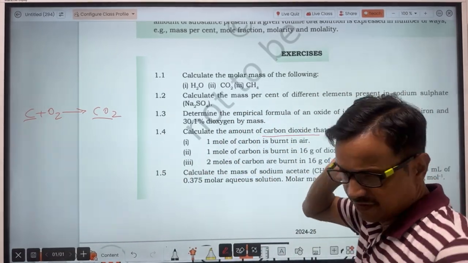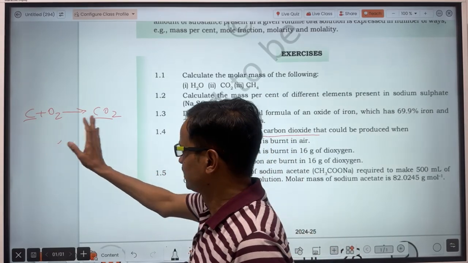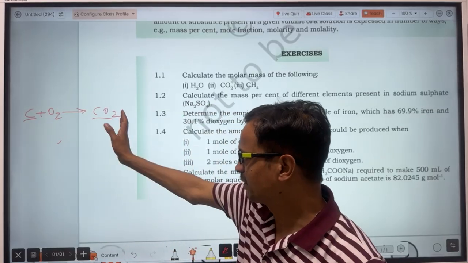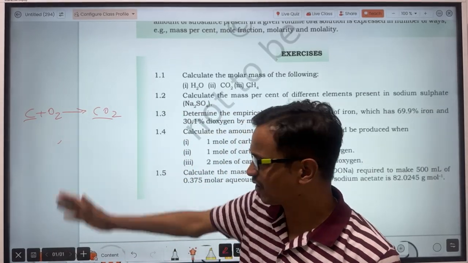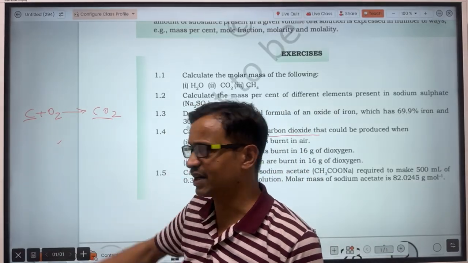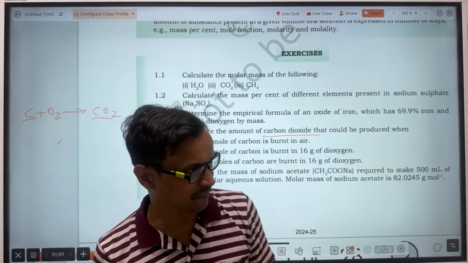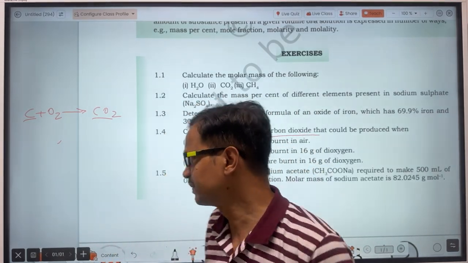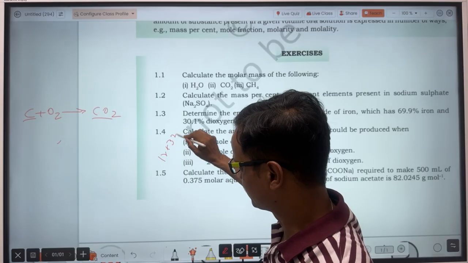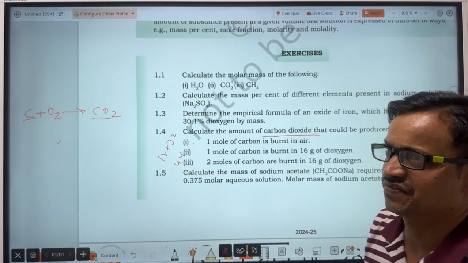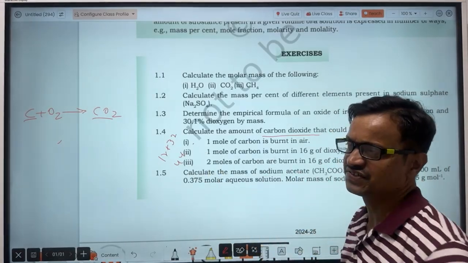So this is the equation for the combustion of carbon. During the combustion, carbon reacts with oxygen to form CO2. So obviously from this equation, 1 mole of carbon gives 1 mole of CO2. And if you have to find the weight, that will be 12 plus 32, which is 44. So in terms of weight, 1 mole of carbon will give 44 gram of CO2, or in other words, 1 mole of carbon will produce 1 mole of CO2.